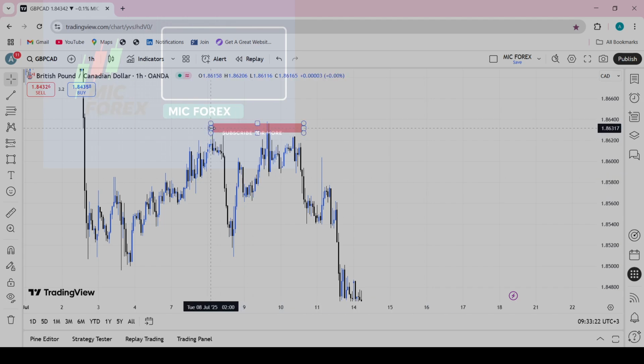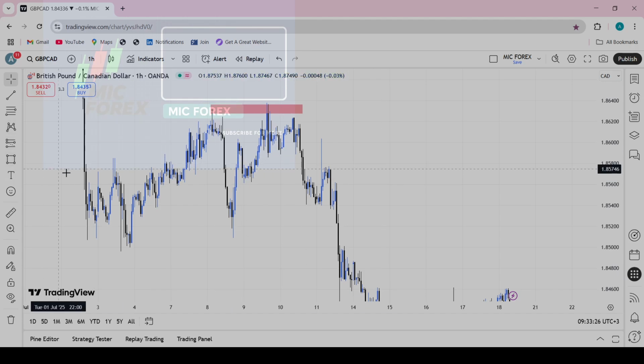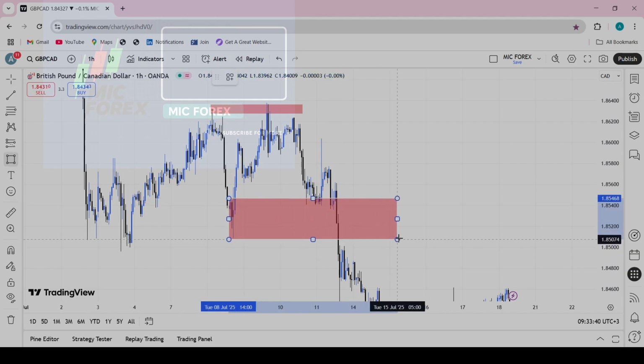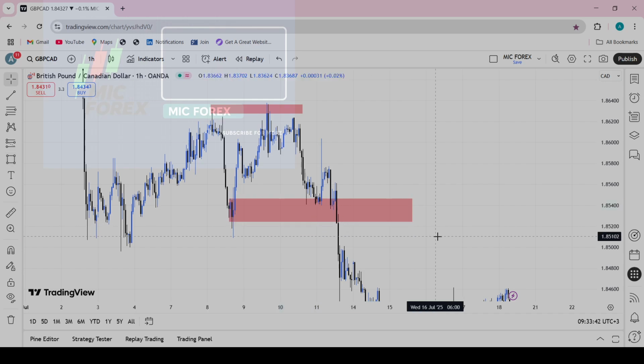So this one is our high 1, high 2. What do you do next? Now the question is, do you mark this one as your neckline or this one as your neckline? Personally, I'm going to mark this one as my neckline. That is now going to be our neckline.